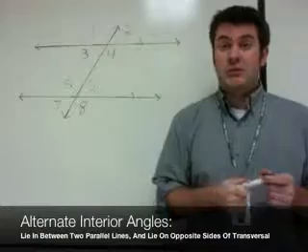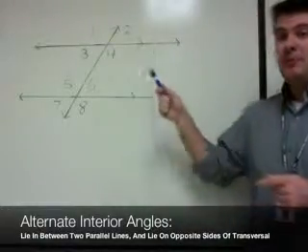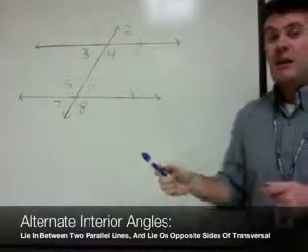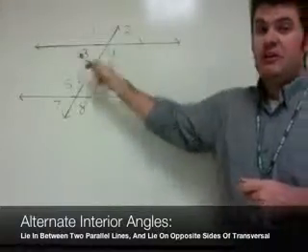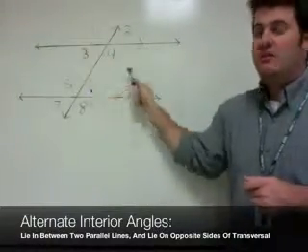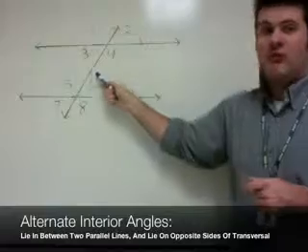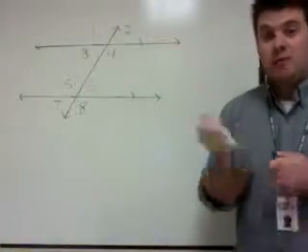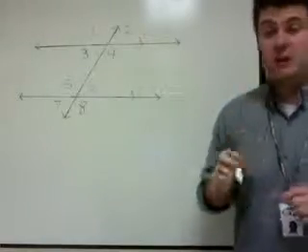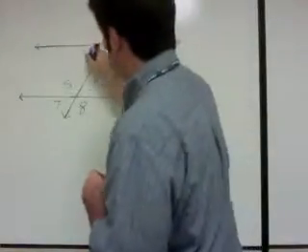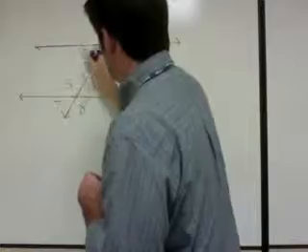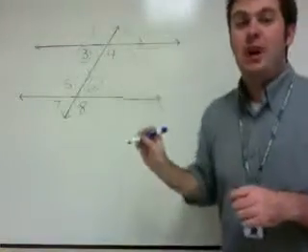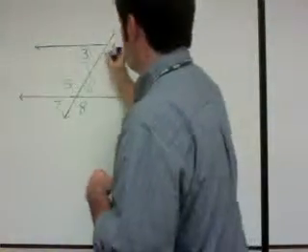Alternate interior angles are a pair of angles formed by two parallel lines and a transversal, and they lie on the interior, or in between the two parallel lines, and on alternate or opposite sides of our transversal. Let me circle the pairs for you. 3 and 6 is one pair of alternate interior angles. And 4 and 5 are the other pair of alternate interior angles in this picture.